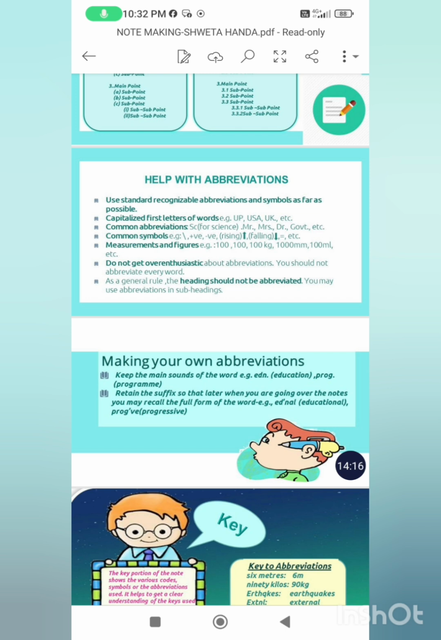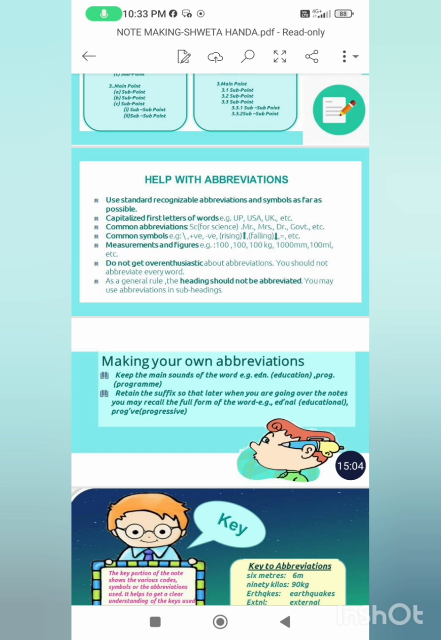Capitalize first letters of words. For example, whenever you are talking about UP, USA, UK, etc., right? Whenever you are talking about any state or country, you have to make sure that you are using capital letters. Then you have to use common abbreviations such as SC for science, MR for Mr., MRS for Mrs., DR for doctor, GOVT for government, etc. Common symbols such as positive, you will use plus VE, negative minus VE, rising you will show an arrow going up, falling you will show an arrow going down, right?